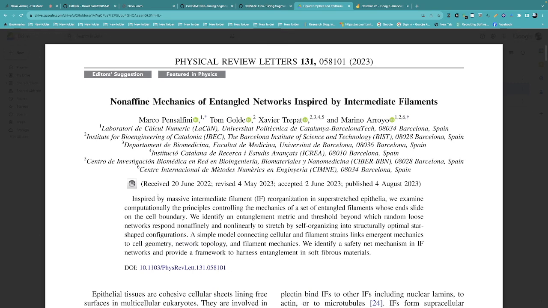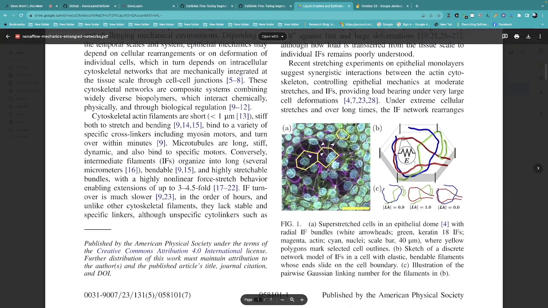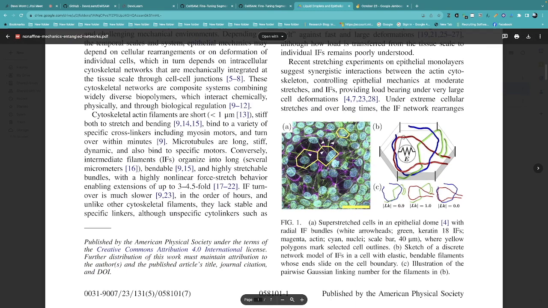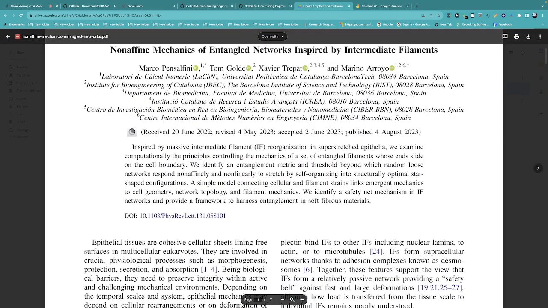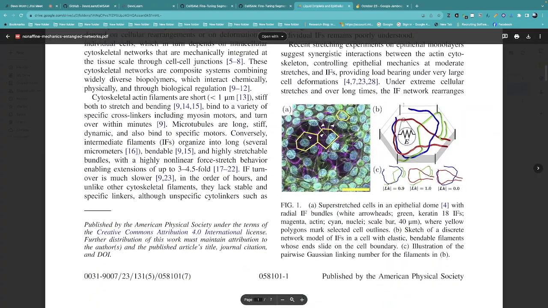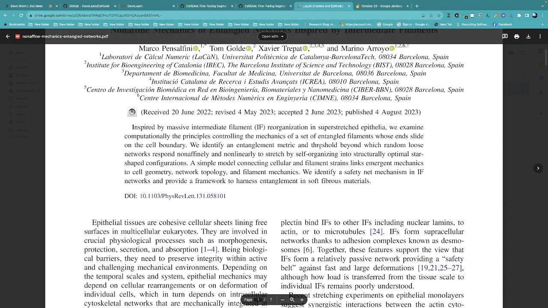So the abstract reads, inspired by massive intermediate filament reorganization in superstretched epithelia. So this is where you get this filament reorganization. We examine computationally the principles controlling the mechanics of a set of entangled filaments. So these are these entangled filaments here, and they're in this layer of cells, whose ends slide on the cell boundary. So the ends of the filaments slide on the cell boundary, and that's part of the physics of the layer.